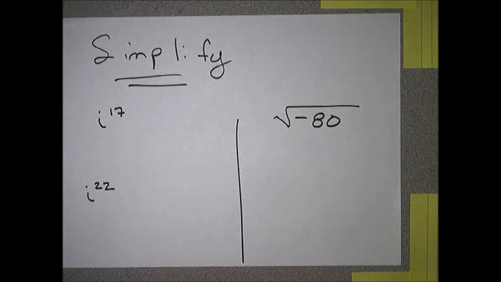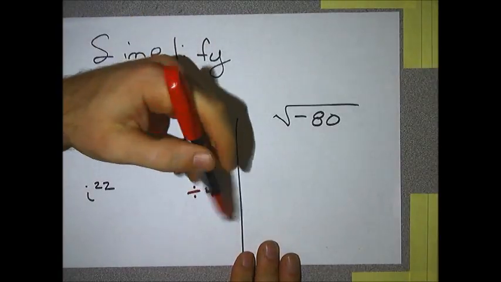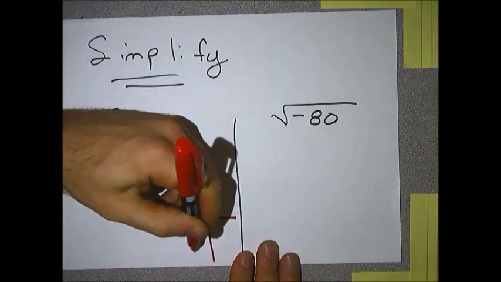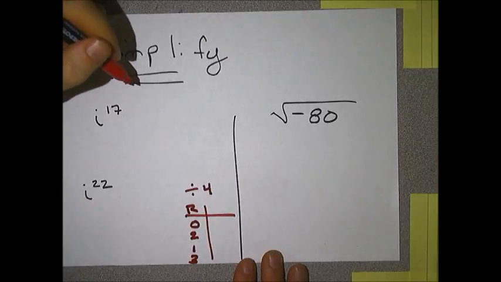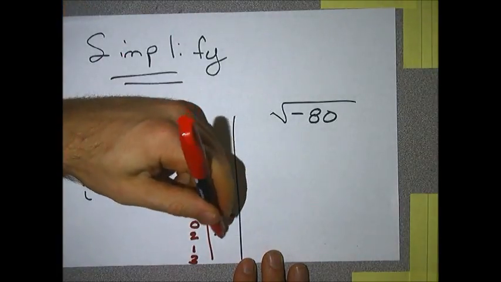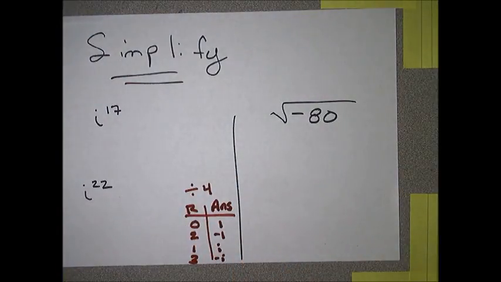For the simplifying i problems, we learned that you should divide by 4, and we went to look up this chart. And the chart was 0, 2, 1, 3. And those are your possible remainders when dividing by 4. And the corresponding answers to that are 1, negative 1, i, negative i. So 0, 2, 1, 3, 1, negative 1, i, negative i. And I want to start with the exponent that is a 17.